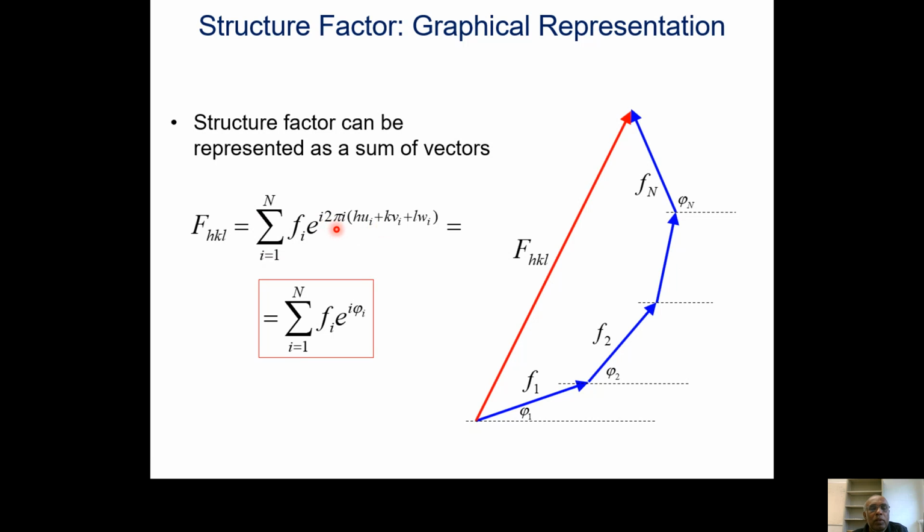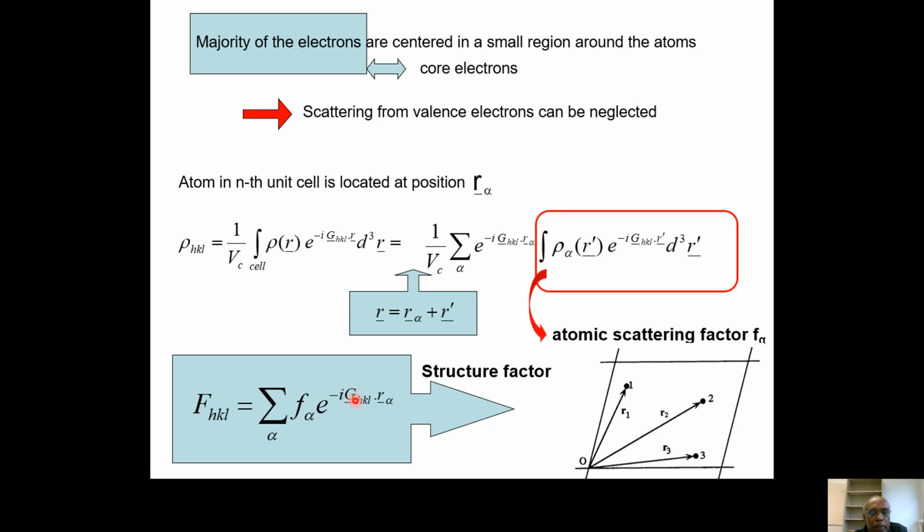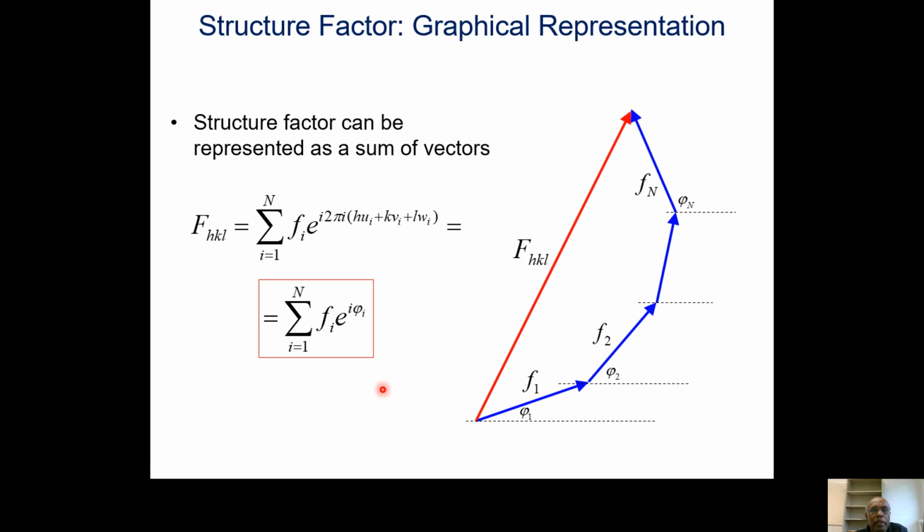So if you do that one, remember this is 2π minus i G_hkl · r_α. G_hkl, if you remember, is h times G1 plus k times G2 plus l times G3. So this r_α is just your x, y, z coordinates, right? If you get the dot product, you will see that is nothing but h times u_i, k times v_i, l times w_i. Then you have this e^(i2π) outside, right?